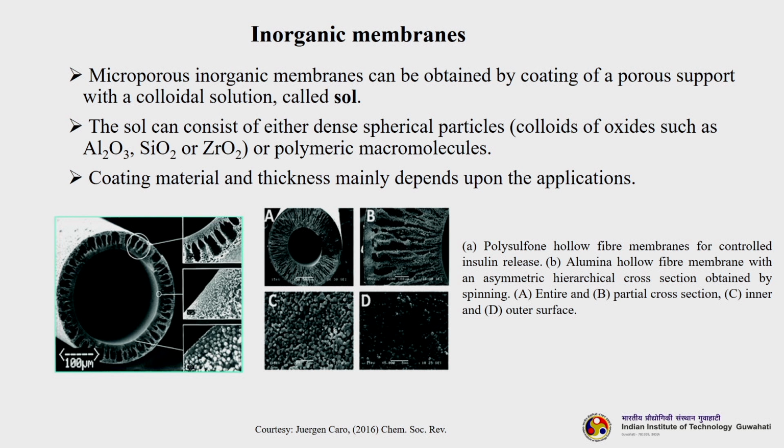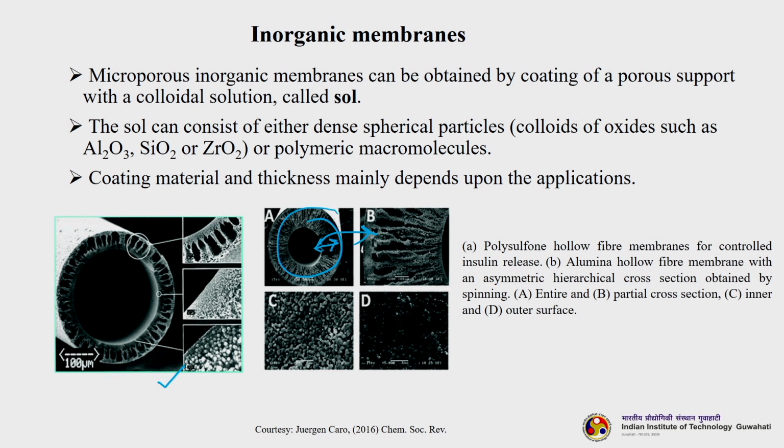Please look into this particular figure. This figure is a polysulfone hollow fiber membrane for controlled insulin release. This is taken from a manuscript. The next figure is an alumina hollow fiber membrane with an asymmetric hierarchical cross section obtained by spinning. By the spinning method this particular membrane was manufactured. Here you can see the entire membrane, how it looks. It is a hollow fiber membrane, and B is the partial cross section, which is projected here in a higher resolution.